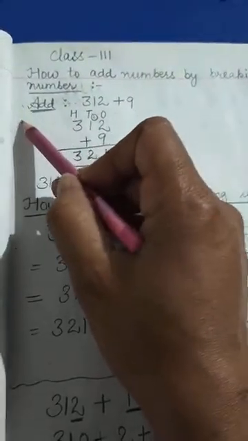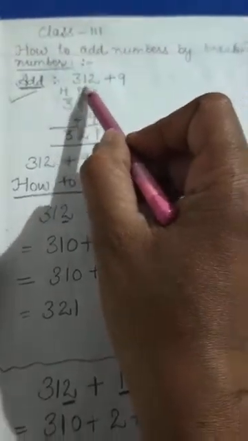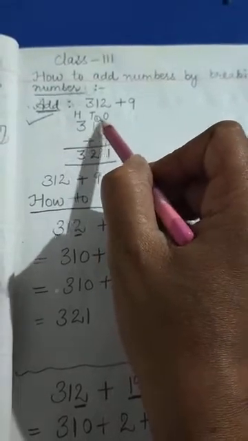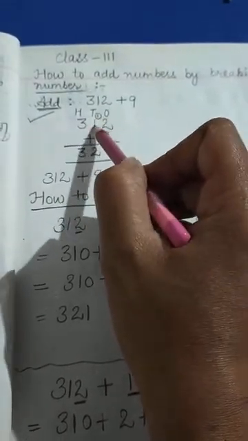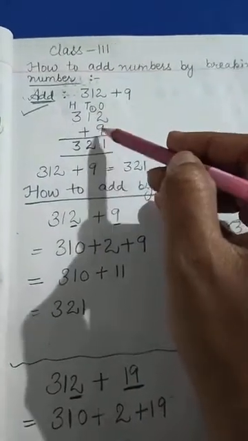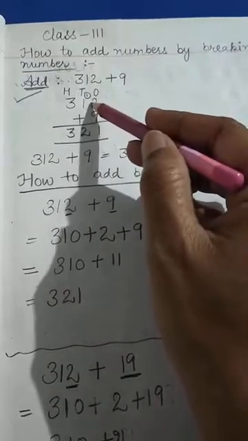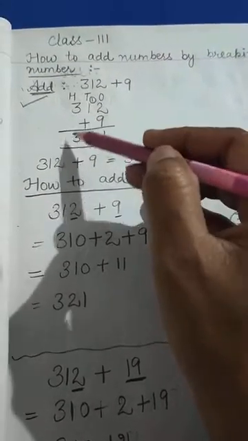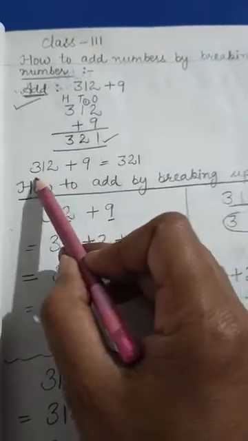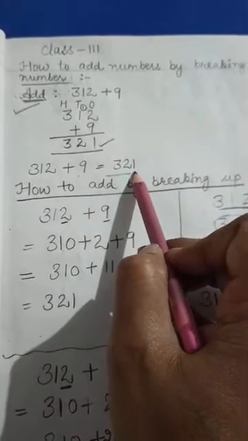Firstly, as usual you are doing the addition sums. See how we were adding. Firstly, 312 plus 9. Suppose you have to add these two. We will write the places and the digits under the places: ones, tens, hundreds. Then 9 is to be added. 9 and 2, 11. 1 carry. 1 and 1, 2. And here 3. We will get 321. When we add 312 plus 9, we get 321.